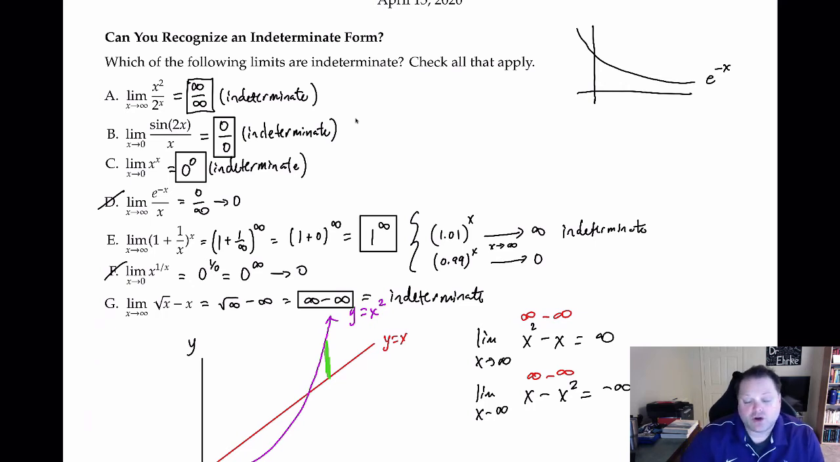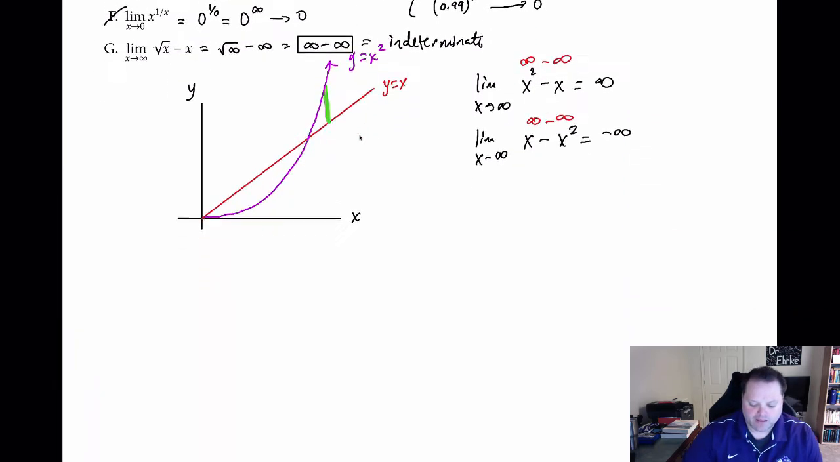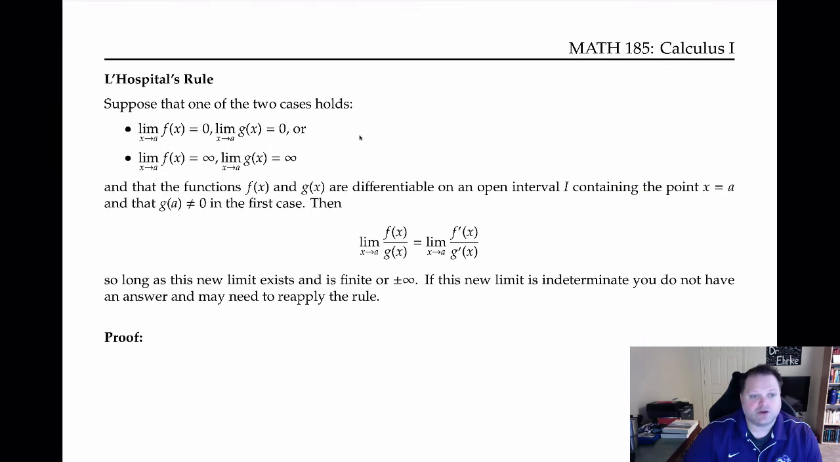Now, we don't have many tools at our disposal, at least right now in the course, for handling indeterminacies. We can do some algebra like we did earlier in the course and hope things work out. But if there's not a way to algebraically manipulate or reduce some sort of fraction to get an answer, then we don't really have a tool for evaluating indeterminate limits. And the tool that we use is L'Hopital's rule, which is what we're going to be talking about today.